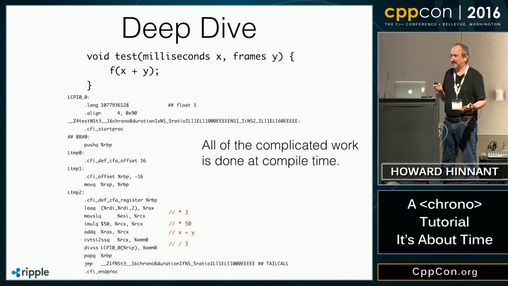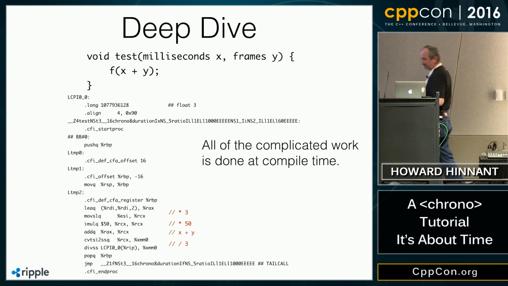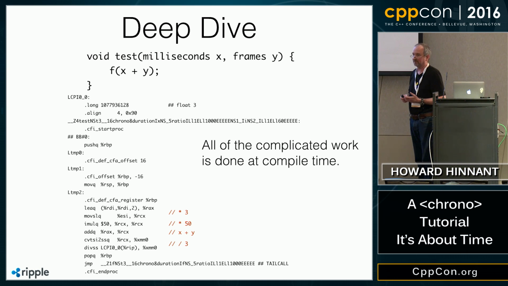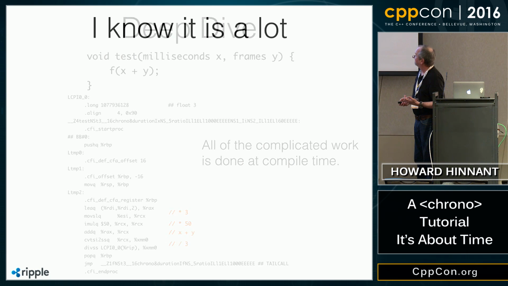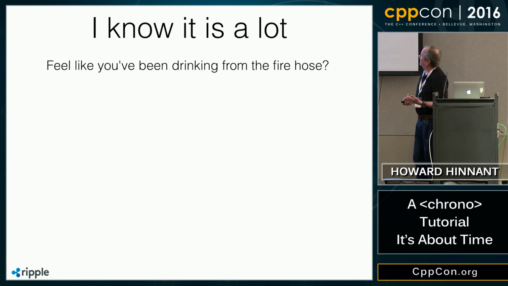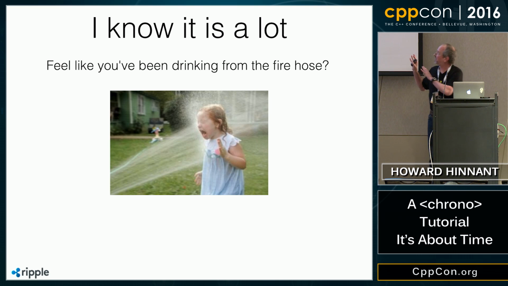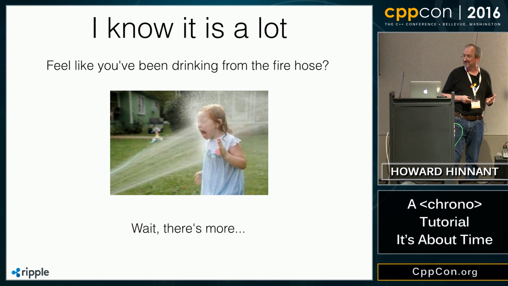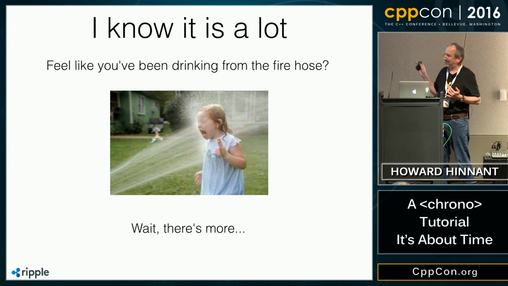If we had to do all that finding the common type, finding the greatest common denominator, those fractions at runtime, this would turn into a fairly expensive library. But it's not an expensive library. So I know, especially with that deep dive, I've been hitting you with a lot of information. You may feel like you've been drinking from a fire hose, but there's more. I'm not finished yet.